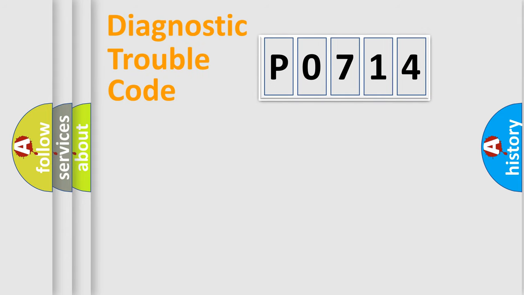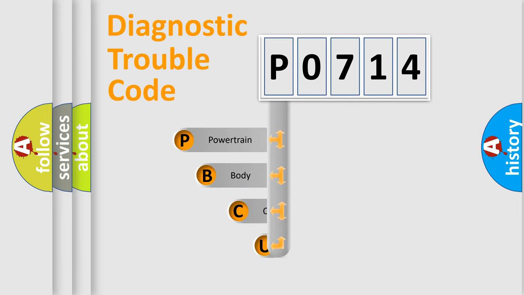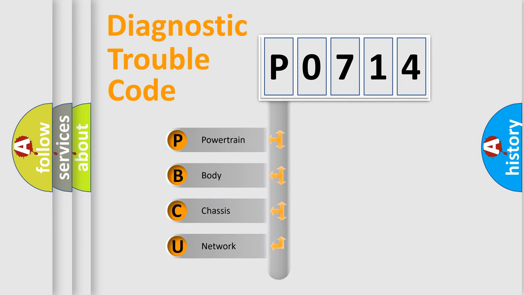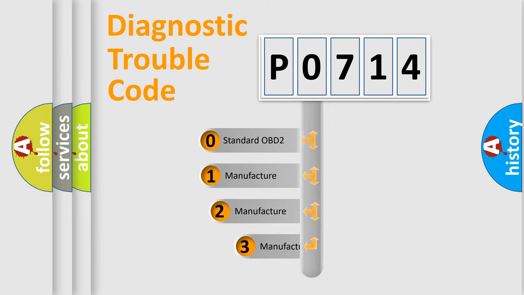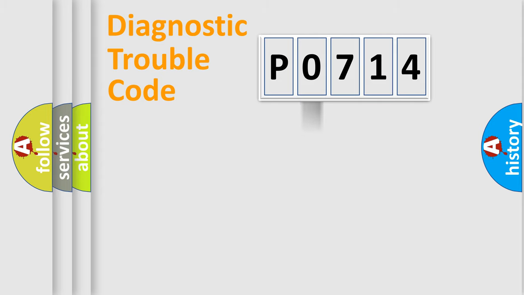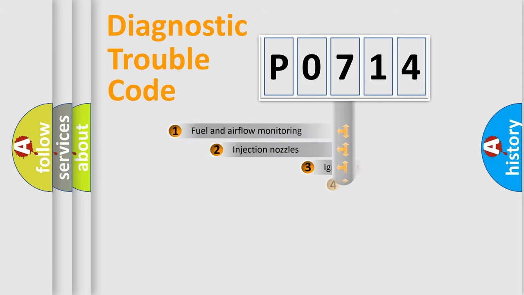Let's do this. First, let's look at the history of diagnostic fault code composition according to the OBD2 protocol, which is unified for all automakers since 2000. We divide the electric system of the automobile into four basic units: powertrain, body, chassis, network. This distribution is defined in the first character of the code. If the second character is zero, it is a standardized error. In the case of numbers 1, 2, 3, it is a more specific, manufacturer-specific error.